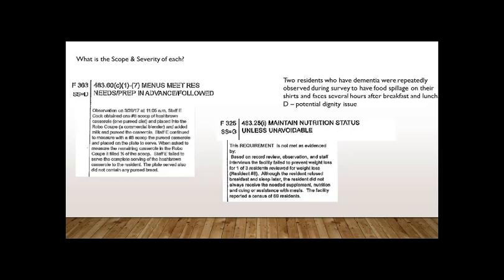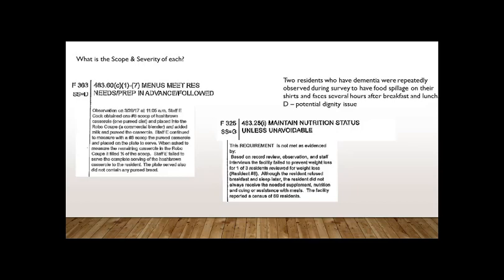Now, if they found out that no one was getting their morning supplements, then it would have been widespread, and that G tag would have moved to an H, which would have been a pattern. But in this case, it was isolated to this one resident, but it still met the criteria for a G level.